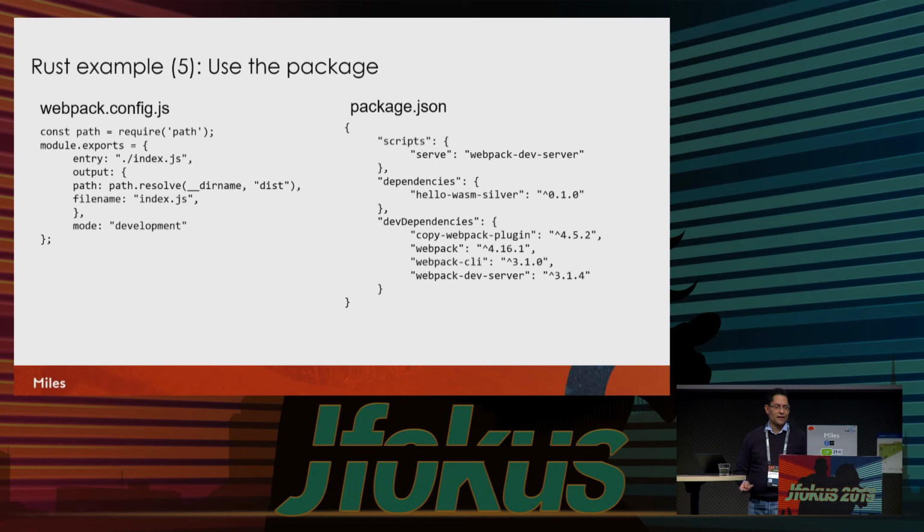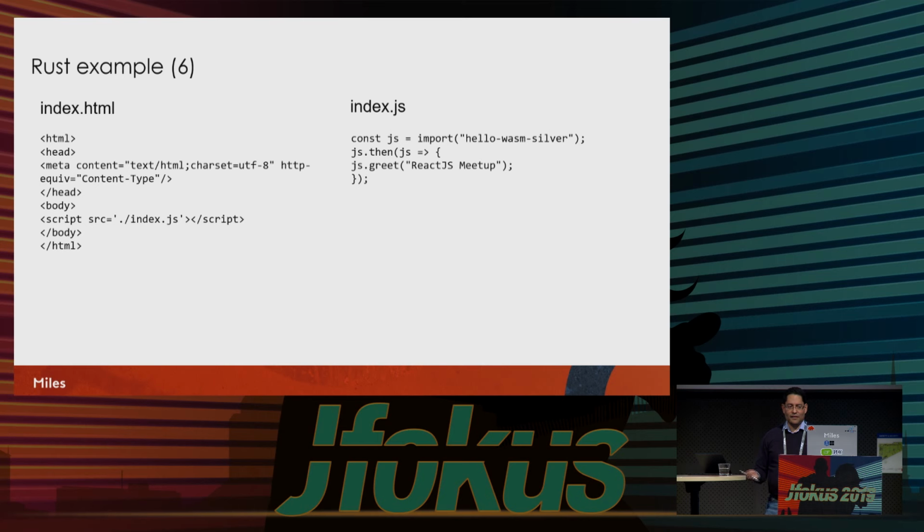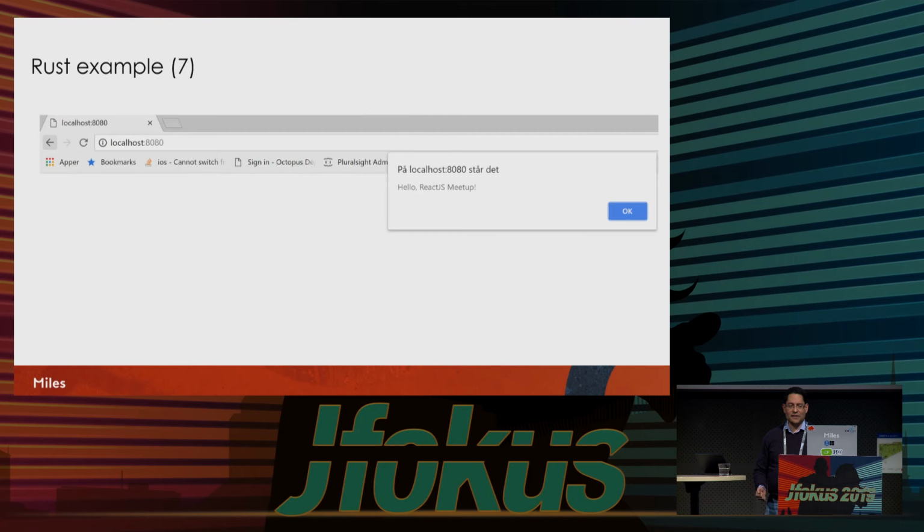So if we want to use this package, then we can make a simple webpack config file, where we just define the entry to our application, the index JavaScript file. And then we have our package file, and in this package file, we just make a dependency to our npm package, which is the Hello Wasp Silver package. And then we can write an index.html file where we reference a JavaScript file, index.js. And in that, we can import this Hello Wasp Silver package. And then we can call this asynchronously by calling the function that we were calling, greet, with the input parameters. So if we run this web application, then we will have hello and then the input that we wanted to have.